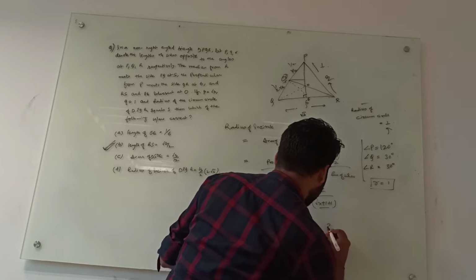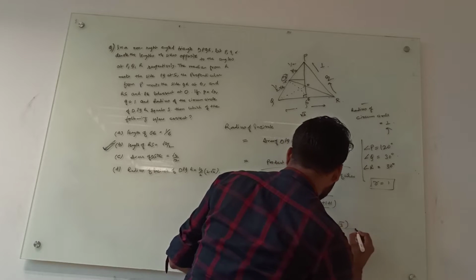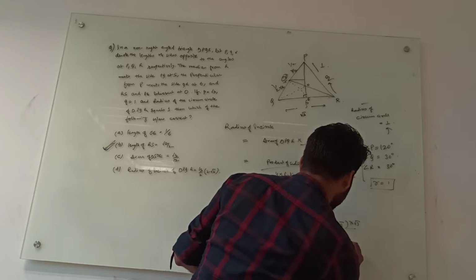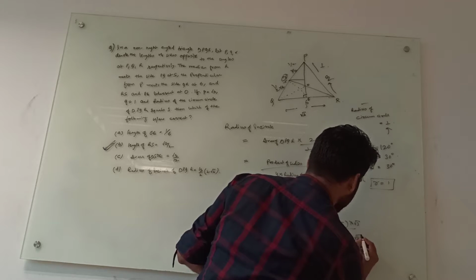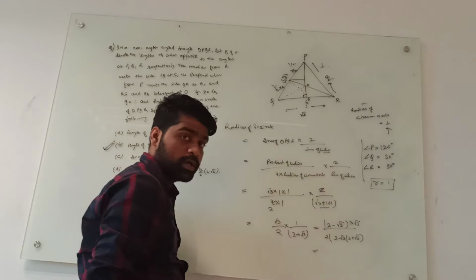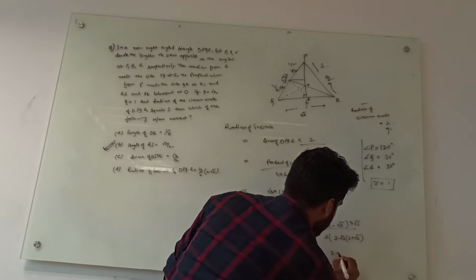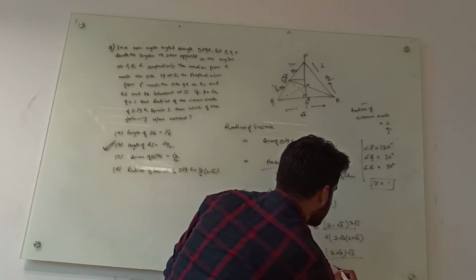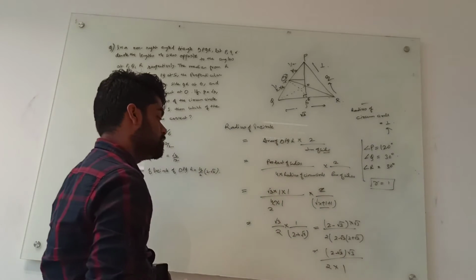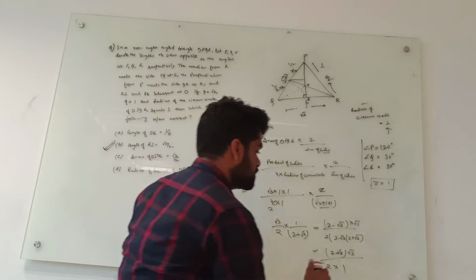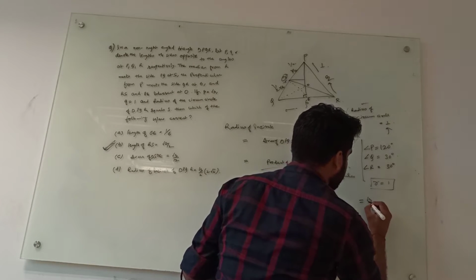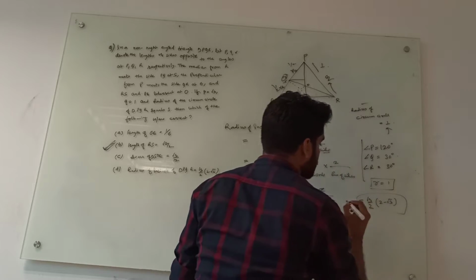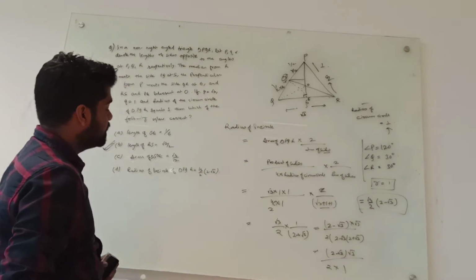If we rationalize, we will be getting 2 minus root 3 into root 3 into 2, 2 minus root 3 into 2 plus root 3, a square minus b square. Okay, so it will be 2 minus root 3 into root 3 by 2 into 4 minus 3, which will be 1. So it is coming finally as root 3 by 2, 2 minus root 3, which is the radius of the incircle.